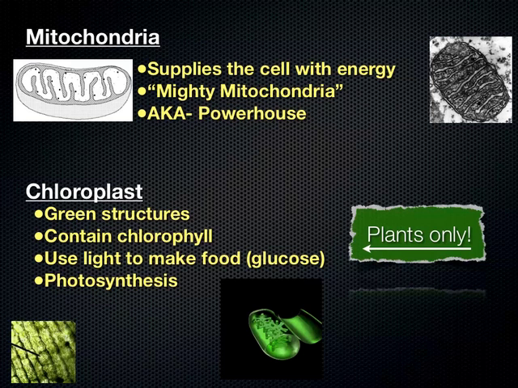So, chloroplasts are an important organelle for plant cells. They take in light, use it to make sugar, glucose.